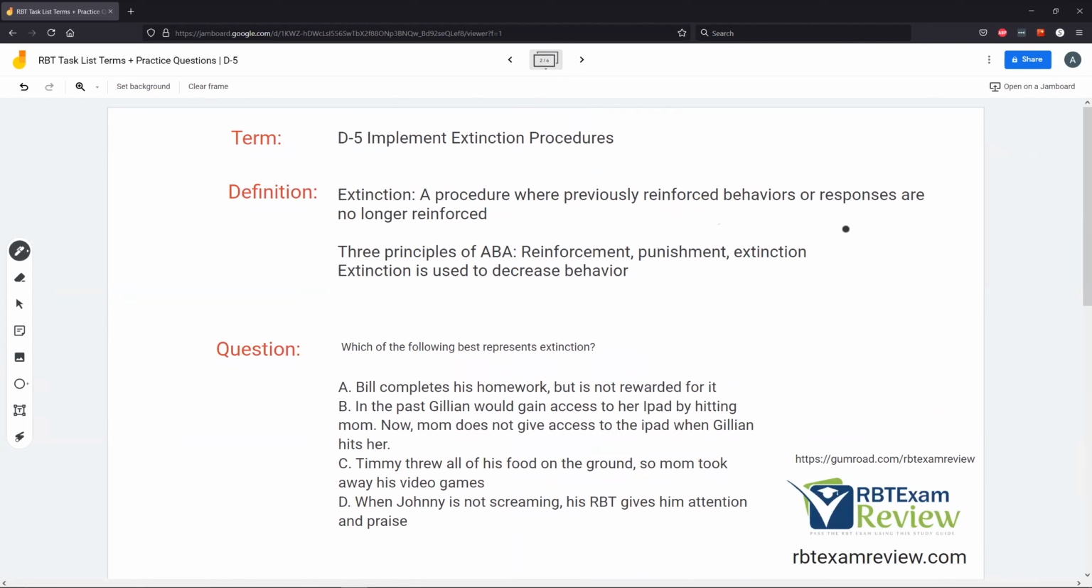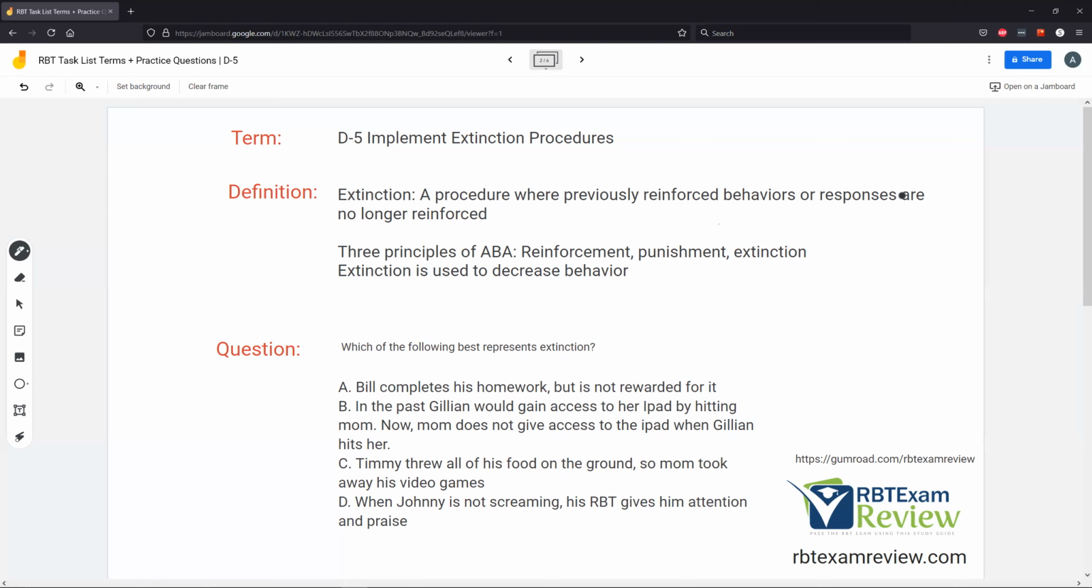Okay, so we're looking at extinction procedures today. What is extinction? Extinction is a procedure where previously reinforced behaviors or responses are no longer reinforced. So the concept is very simple. A behavior that in the past received reinforcement, whether that's escape behavior, gaining access to something, or sensory behavior, we are now no longer reinforcing that behavior.